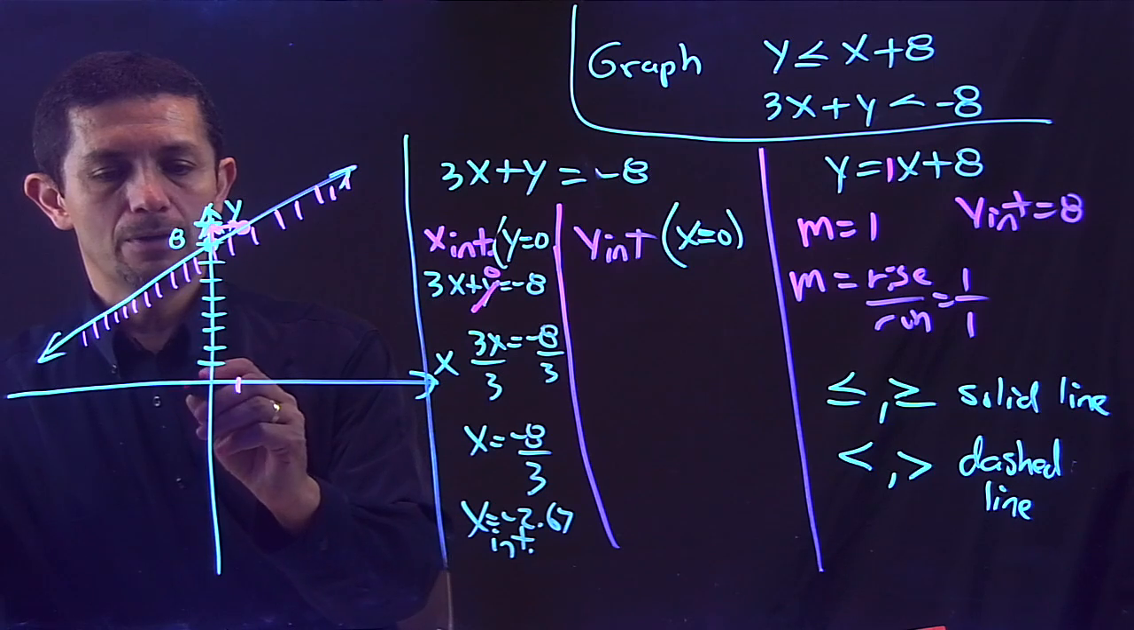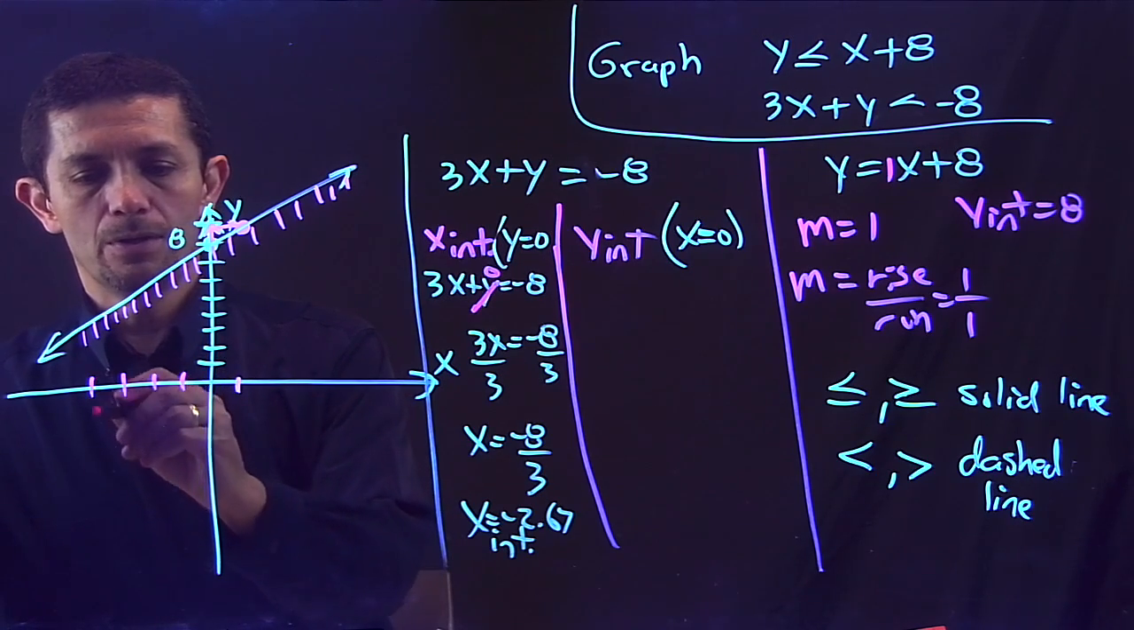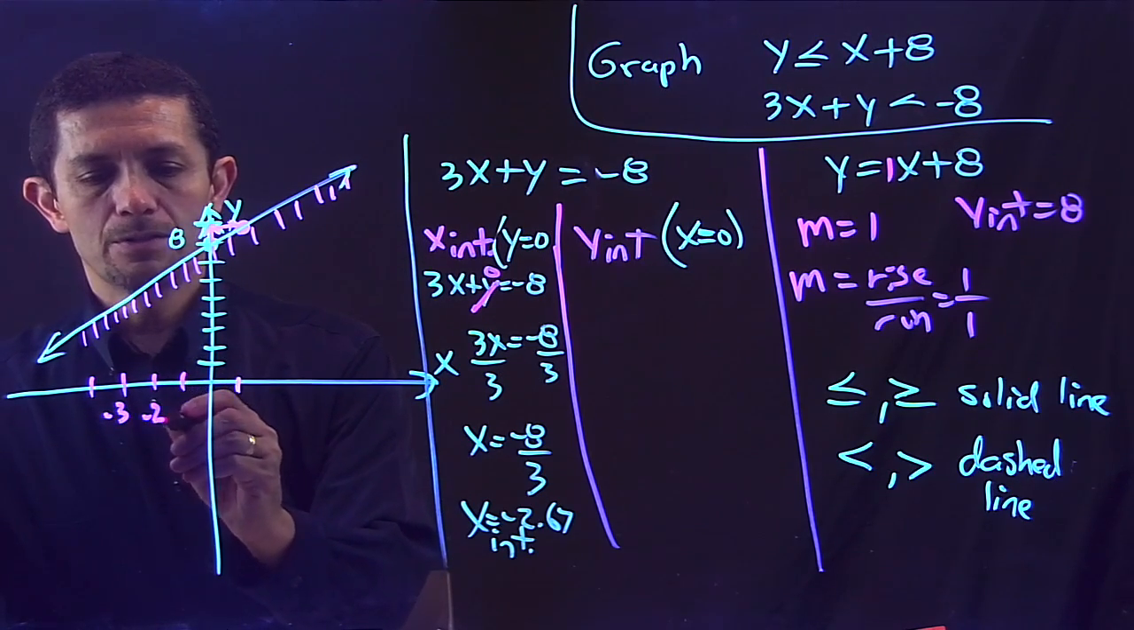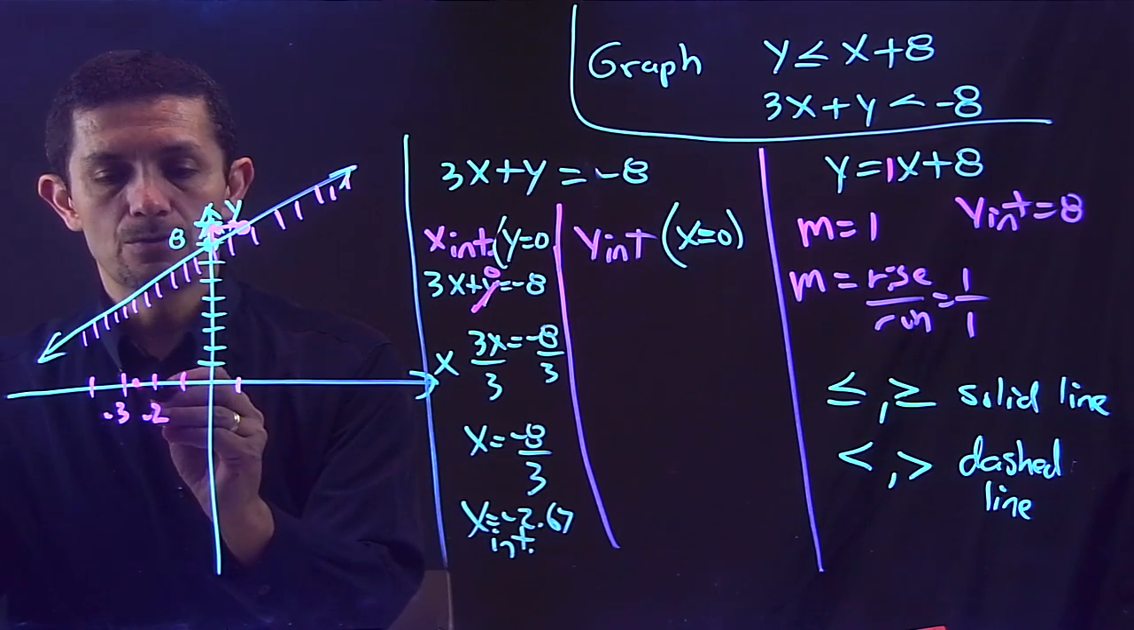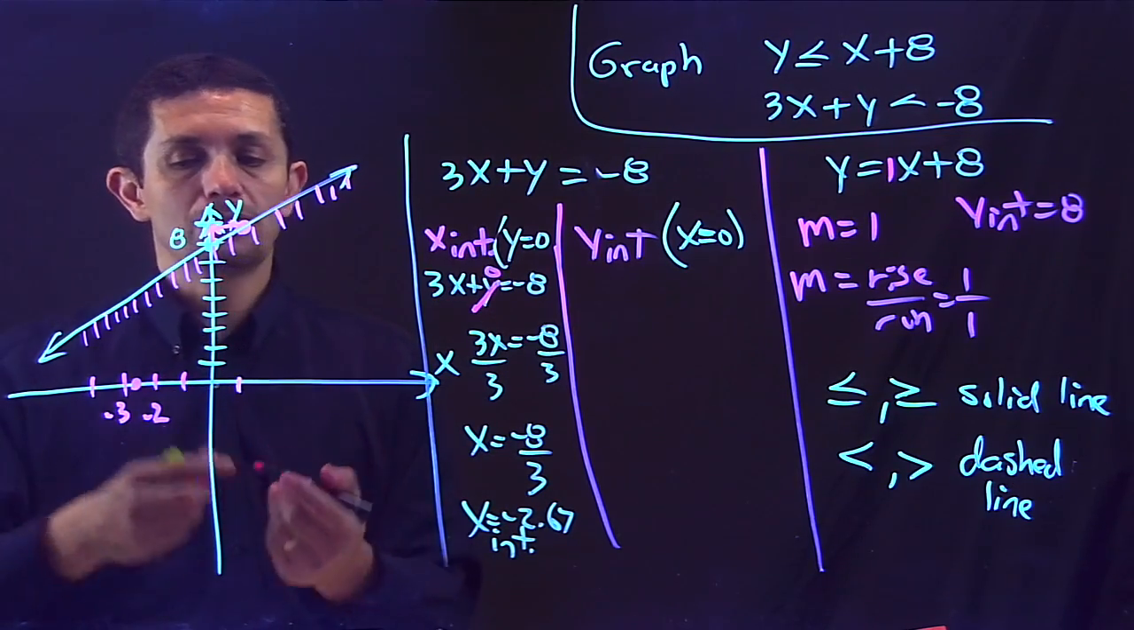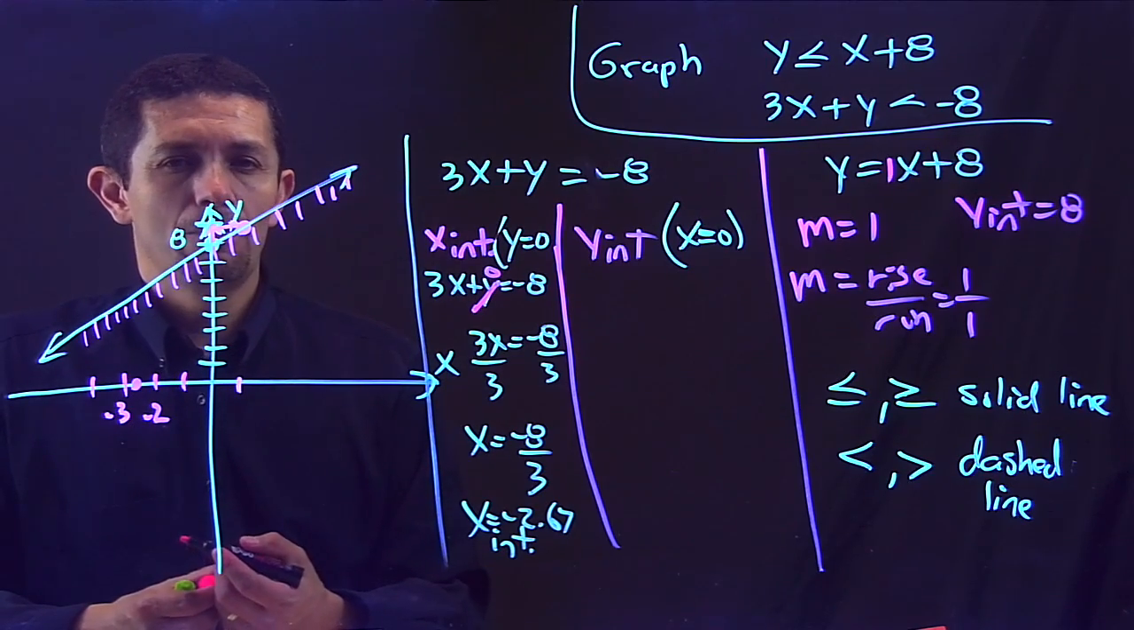All right, so I have negative 1, negative 2, negative 3, negative 4. This is negative 3, this is negative 2. Negative 2.67 is closer to the 3. So here we go. That's my y-intercept. I'm sorry, my x-intercept.